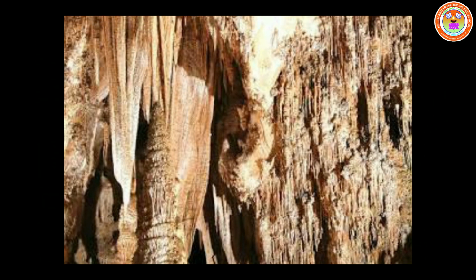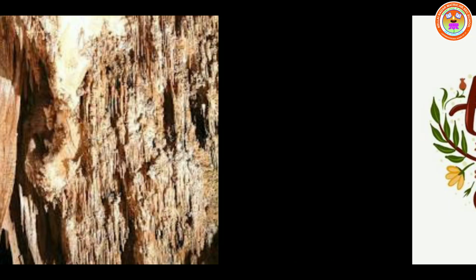When water containing dissolved calcite gradually drips from the ceiling of the caves, the water evaporates and the remaining calcite hangs from the ceiling. This is a stalactite. Like this, stalactites are formed. How are stalactites formed, children? Water containing dissolved calcite drips from the ceiling of the caves, the water evaporates, and the remaining calcite hangs from the ceiling. That is a stalactite.